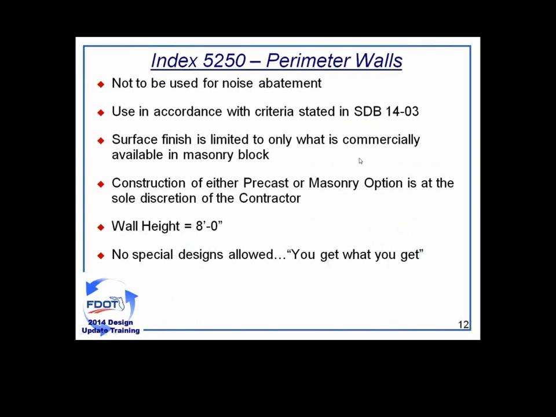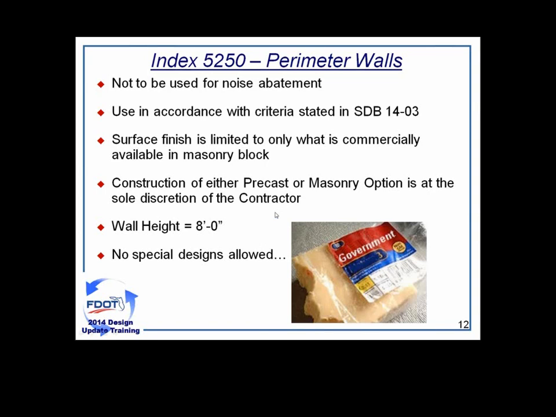All right, taking a closer look at Index 5250 perimeter walls. These are not to be used for noise abatement. They're to be used in accordance with the criteria stated in the Structures Design Bulletin 1403. We'll get to that in a few moments. The surface finish is limited to only what is commercially available in masonry block. Construction of either precast or masonry option is at the sole discretion of the contractor. The wall height is 8 feet, and there are no special designs allowed. Basically, you get what you get. I like to think of it as government cheese.